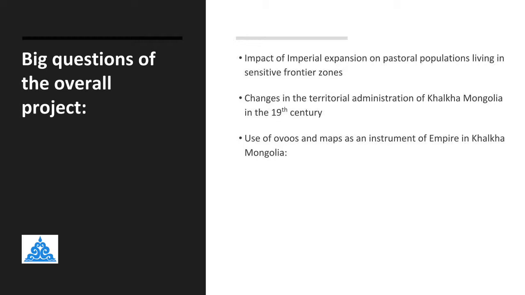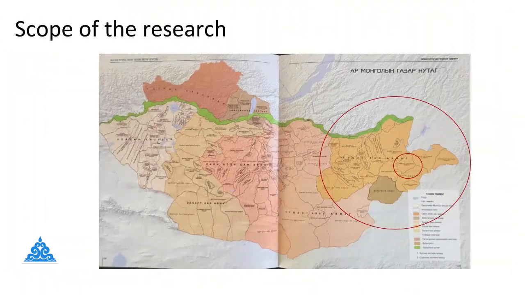So this project is based on a year of archival research, mostly at the National Archives of Mongolia and a few other institutions. Given the access to the documents, I focused my research on the two easternmost aimags, well, mostly the Setsenkhan aimag of Khalkha.